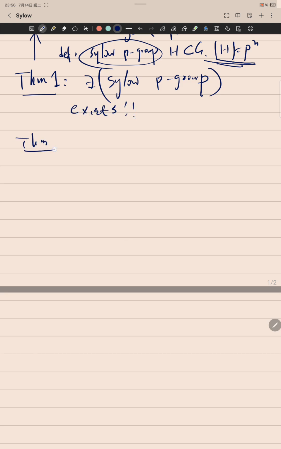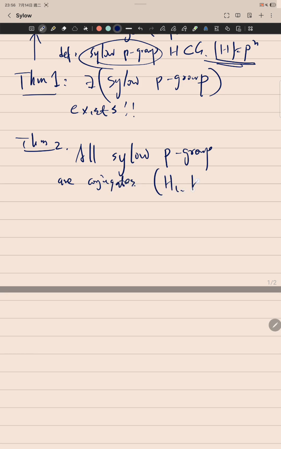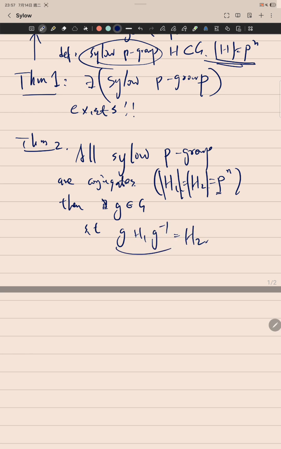And theorem 2 says that all Sylow p-subgroups are conjugate. Meaning that if I give you H1 and H2, and they are both Sylow p-subgroups, both subgroups with order p^n, then there exists g in G such that g H1 g inverse, as a set, is the same as H2. And actually we will prove a stronger result.